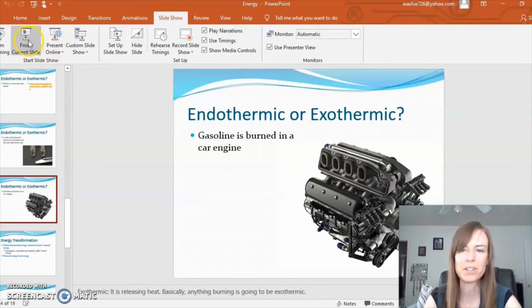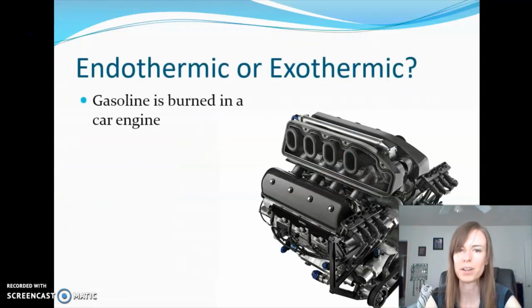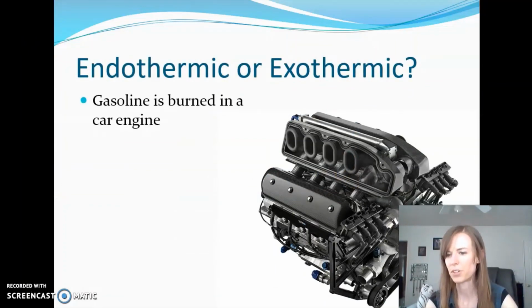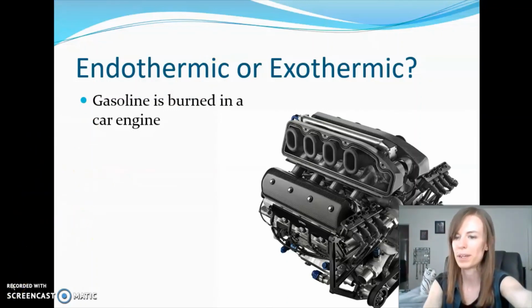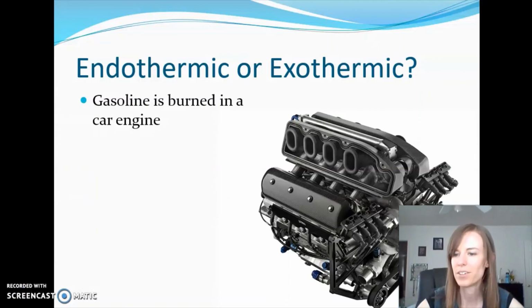Okay, and then finally, if we talk about gasoline burning in a car engine, that's exothermic. It's releasing energy, making your car run. Okay, so hopefully those examples help you understand the difference between exothermic and endothermic and how those differences apply in your life.